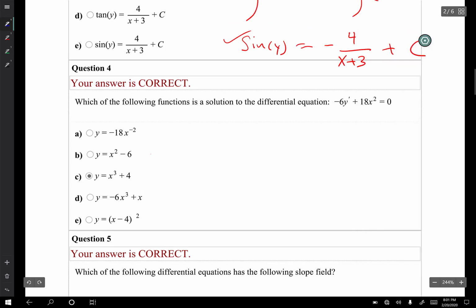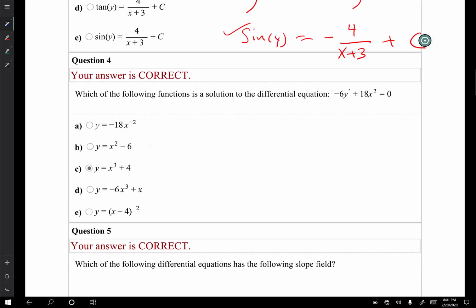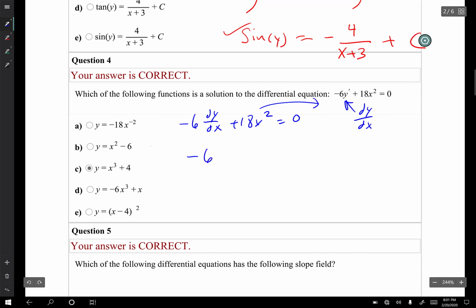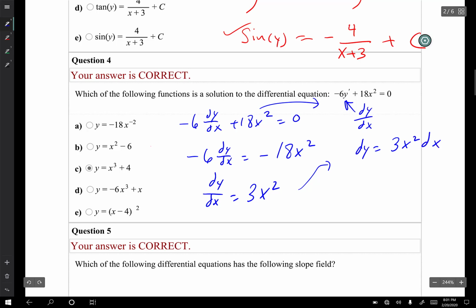All right, so this right here. So we're going to rewrite this guy as dy dx. So we have negative 6 dy dx plus 18x squared equals 0. Move the 18x squared to the right, so negative 6 dy dx equals a negative 18x squared. Divide by negative 6, so you get dy dx equals 3x squared. And then times dx, so then you got dy equals 3x squared dx. So now we're going to integrate.